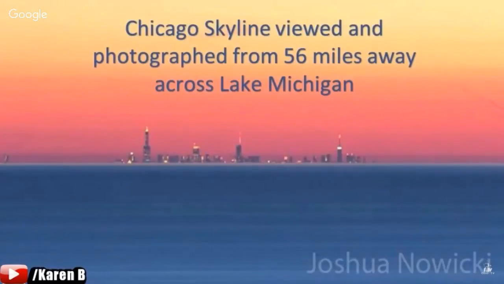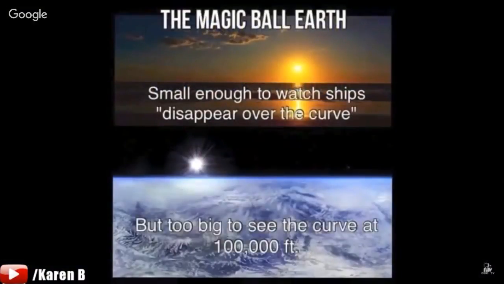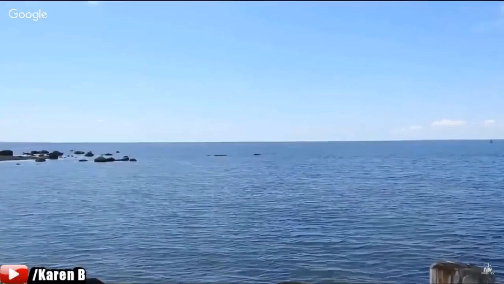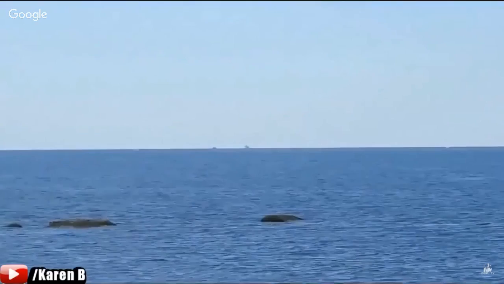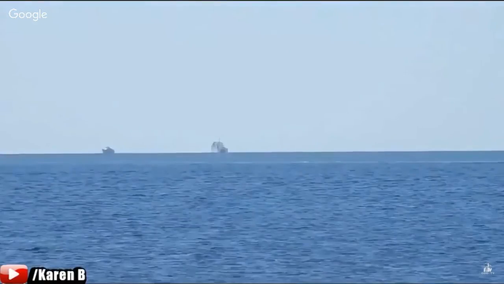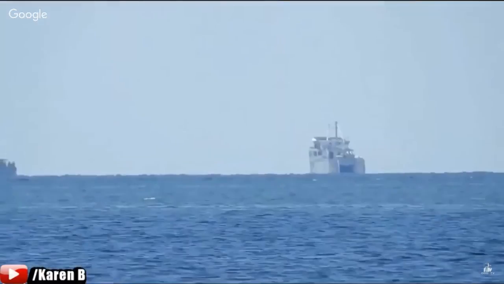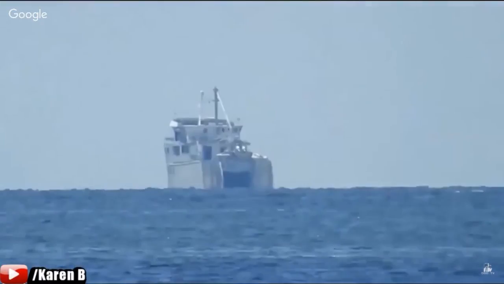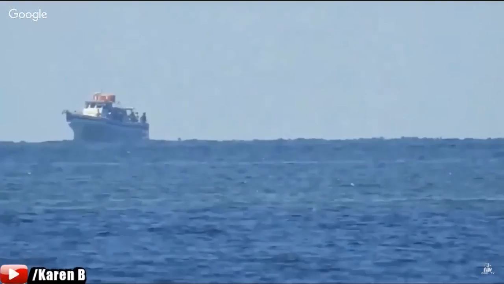People also like to say that they watch boats disappear over the horizon because of the Earth's curvature, but is that really what's happening? If you look in this video, you can see that the zoom brings these boats back into view, where when you're looking at it with your naked eye, it looked like there was nothing there, but then here come these boats back into view. So clearly, they're not disappearing because of the curvature. They're disappearing because of the limitations of the human eye and also perspective.